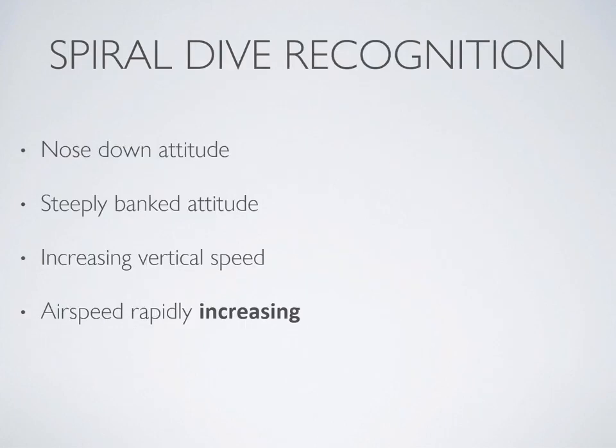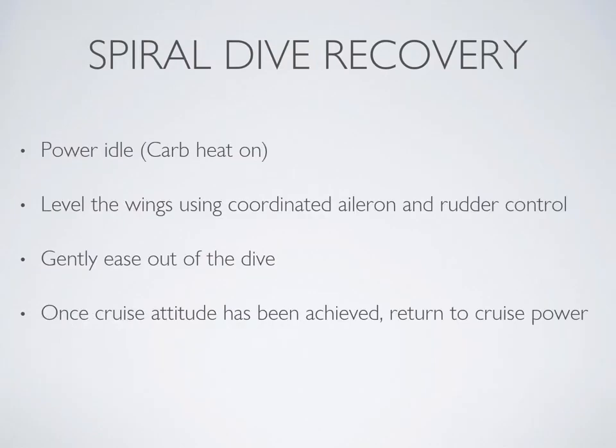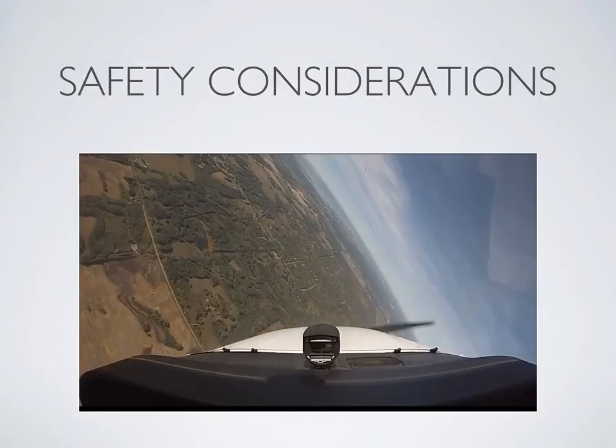So we've already discussed how you can recognize a spiral dive: nose down, steep bank, and increasing VSI and ASI. Let's look at the recovery, and the recovery must be done, as I said, immediately on command. So it's bring power to idle, carb heat on, level the wings using coordinated aileron and rudder control. Then, once the wings are level, gently ease out of the dive. And once a cruise attitude has been achieved, you can return to cruise power.